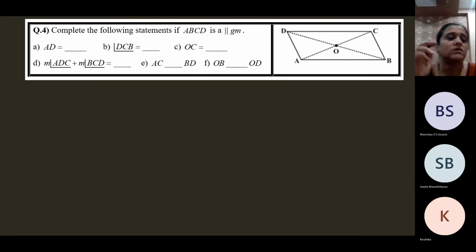Complete the following statements if ABCD is a parallelogram. Swati, do the first one. AD is equal to. You have the answers, but kindly do not use your notebook. AD is equal to, Swati. Sorry, Bhavishya. Okay, AD is equal to CB, ma'am. BC or CB. Okay, correct.